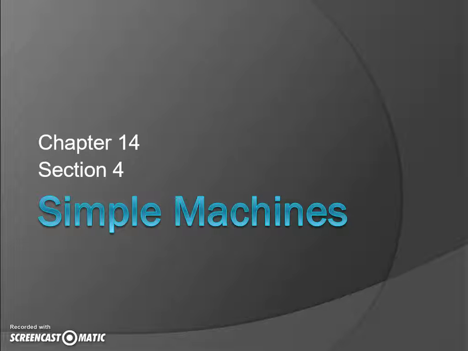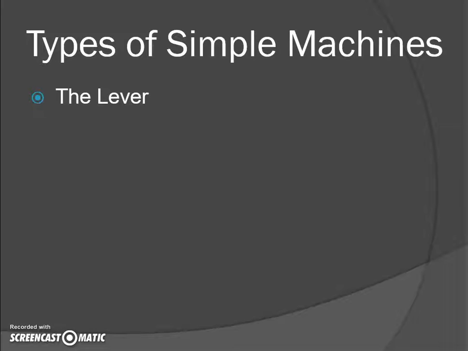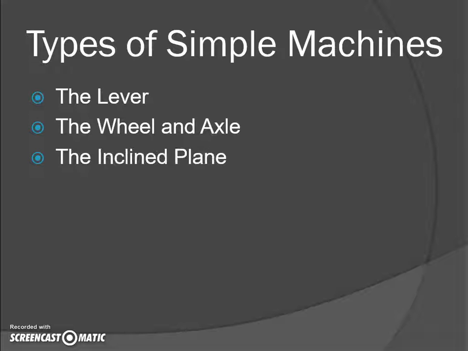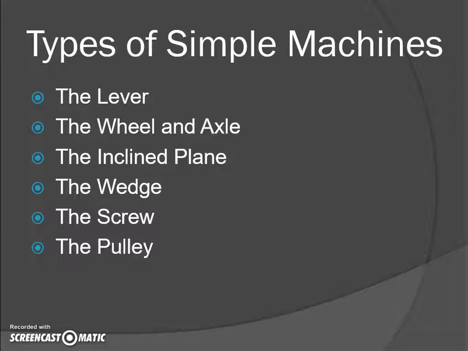Chapter 14, Section 4, Simple Machines. We've talked about work, power, machines, and mechanical advantage, but today we're going to talk specifically about different types of simple machines. So the types that we're going to go over are the lever, the wheel and axle, the inclined plane, the wedge, the screw, and the pulley.